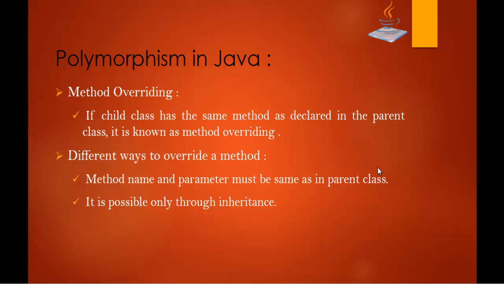So how to achieve method overriding? It's very simple. There are different ways to override a method. What are the different ways? The method name and the parameter name must be the same as in the parent class, and it is possible only through inheritance. So let me show you how to override a method.